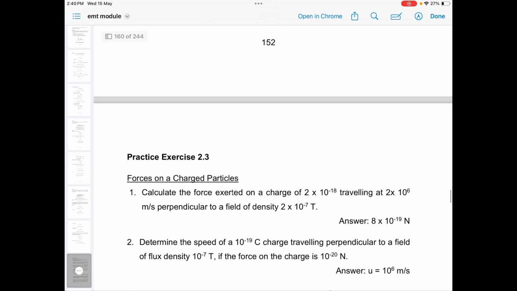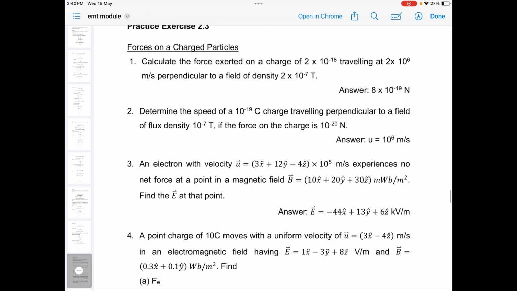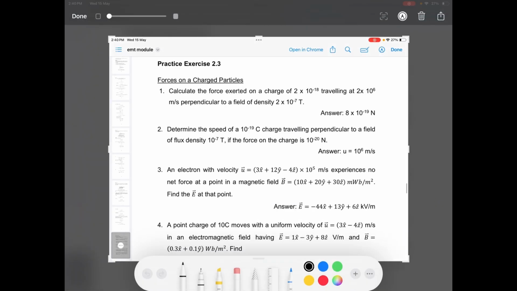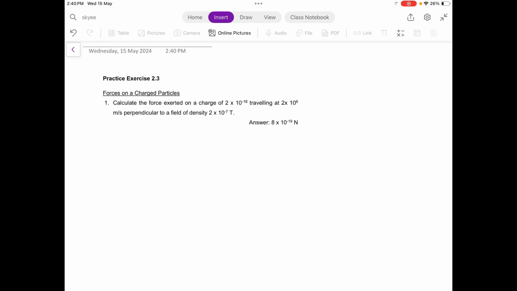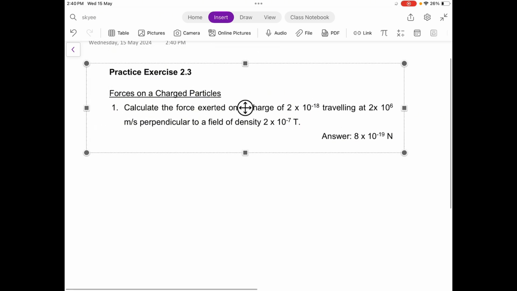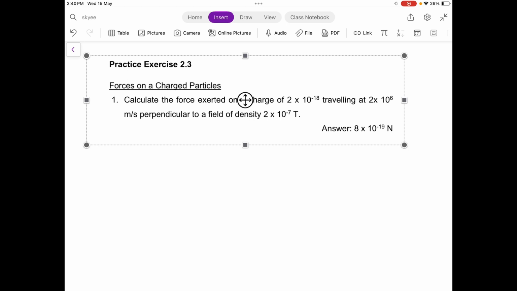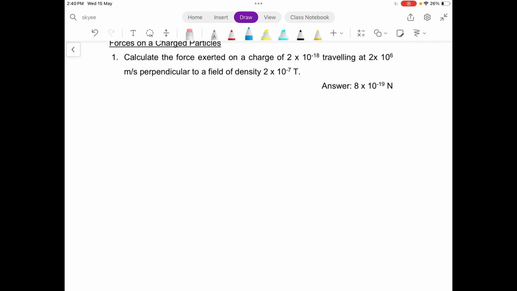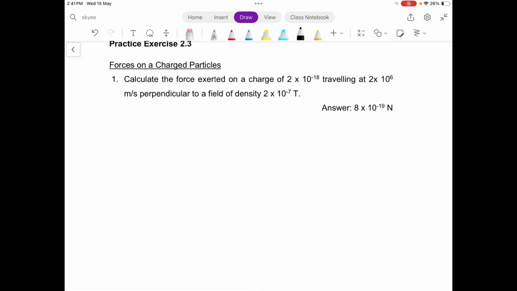This is the questions in your module, page 153. So let's try these questions. This one is about the force on a charged particle. You have to calculate the force experienced by a charge when it travels at the speed of 2 times 10 power 6, perpendicular to a field of density 2 times 10 power negative 7. So this one is the question.